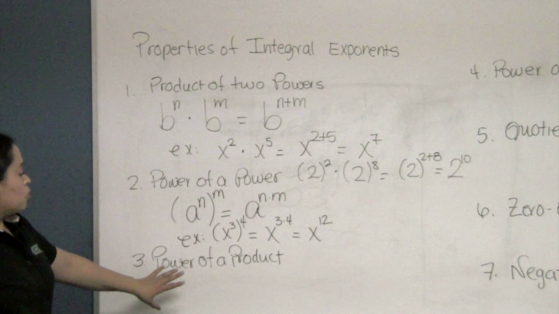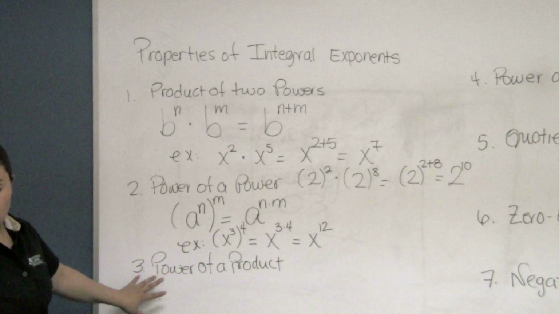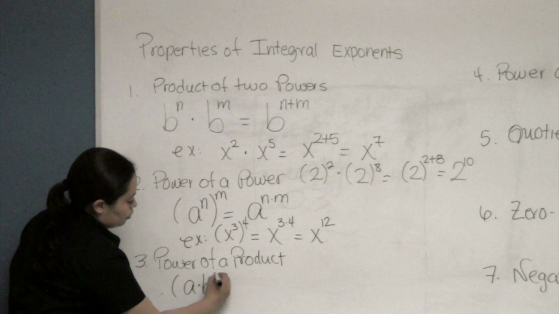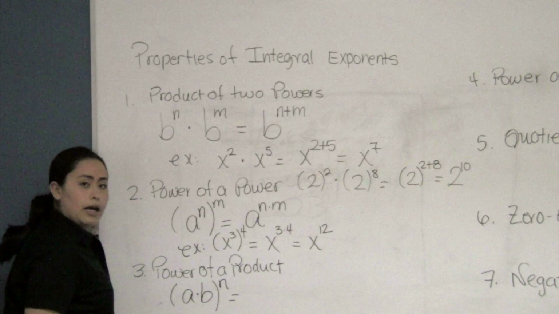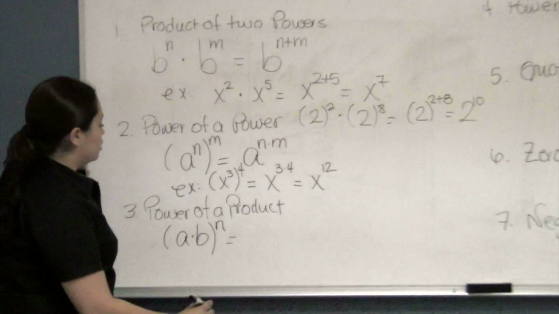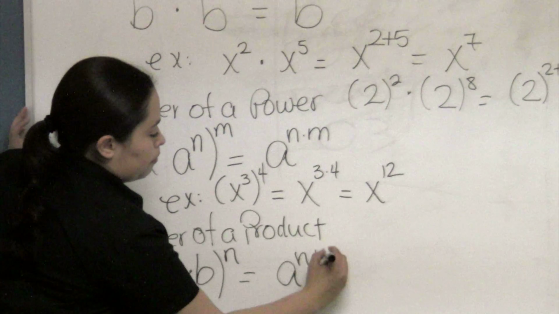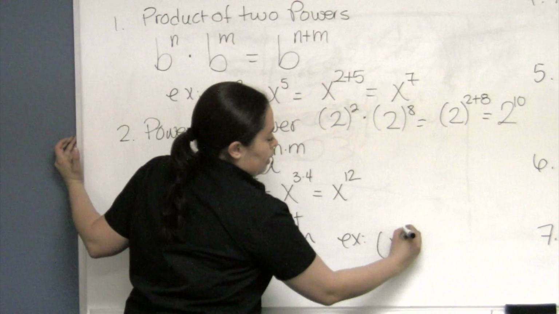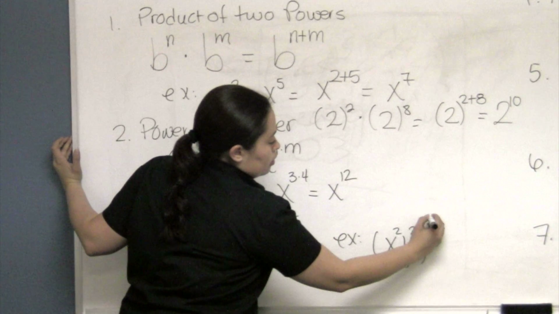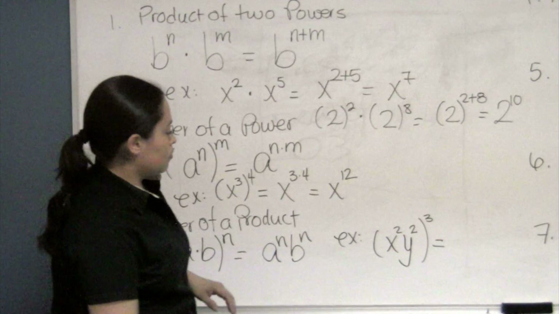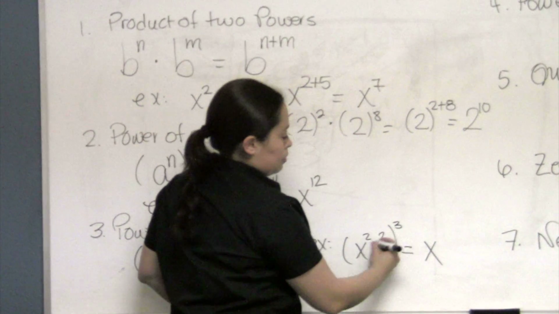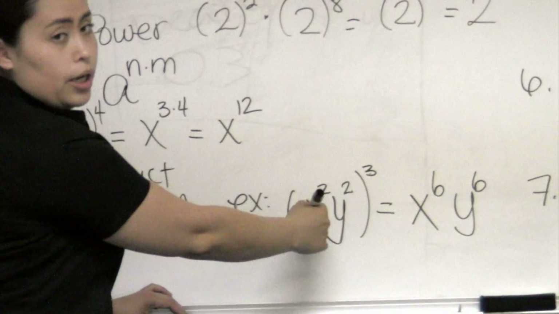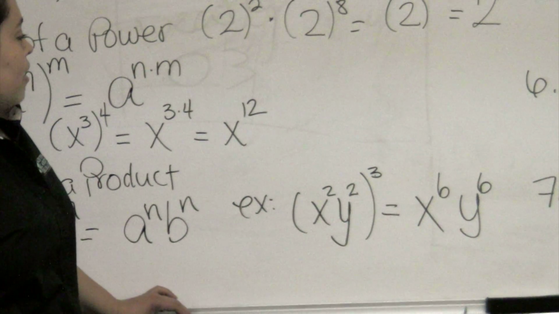Okay. Now let's move to our third property, which is power of a product. This property says that every time you have a multiplication of two numbers raised to an exponent, what we're going to do is distribute the exponent. Okay? Now, for example, if we have x squared, y squared to the third power, we're going to multiply the exponents. So x to the 6, y to the 6. We will distribute the 3 to x and y.